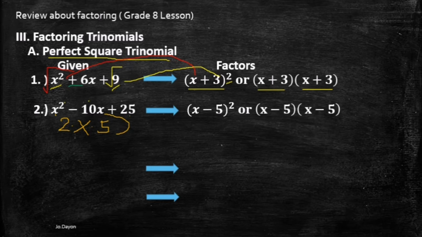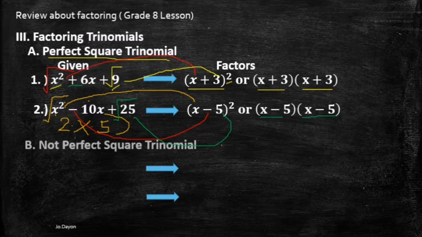Now, to factor it out, we have to get the square root of the first term, x squared, and the square root of x squared is x. Next, we are going to copy the sign of the middle term, minus sign. Then, we're going to get the square root of the third term, and the square root of 25 is 5. And do not forget, it should be raised to the power of 2. And the expanded form for that is quantity of x minus 5 times quantity of x minus 5.